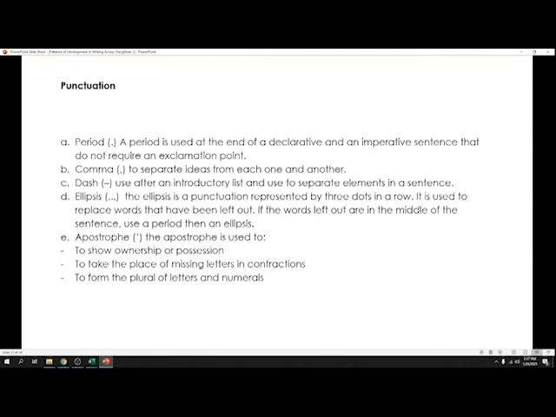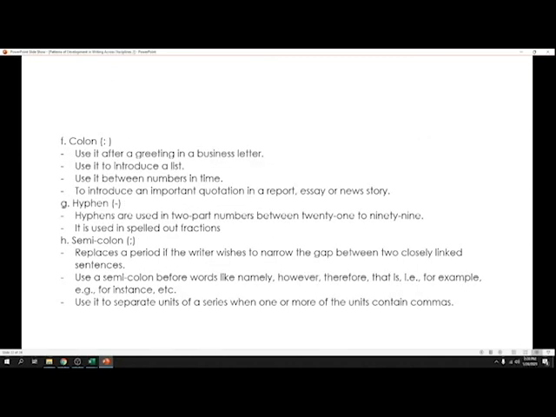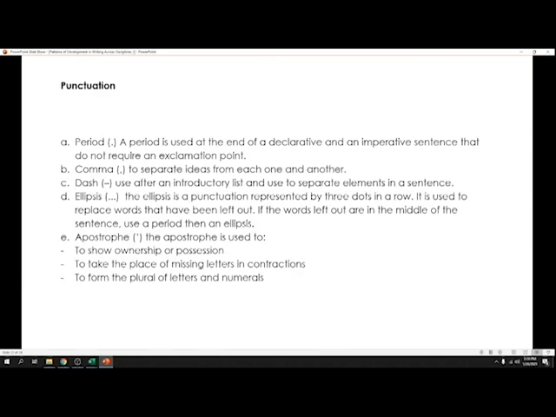Also, we have here punctuation. So, use period at the end of a declarative and comparative sentence that does not require an exclamation point. So, period. Comma naman to separate ideas from one another. And dash naman after an introductory list and used to separate elements in a sentence. So, iba yung dash, iba rin yung hyphen. So, kapag sinabi nating dash, ito yung para ma-separate mo yung elements ng mga sentence.